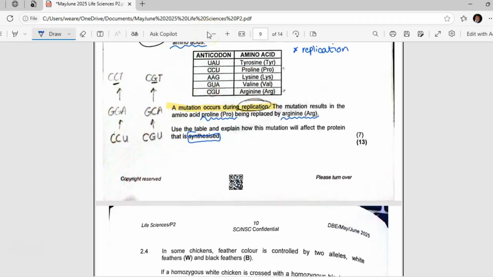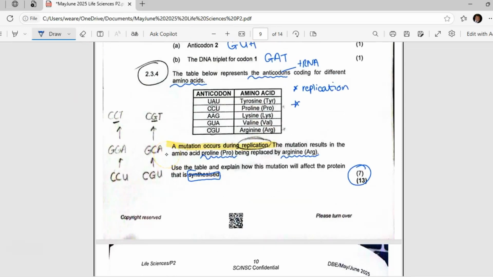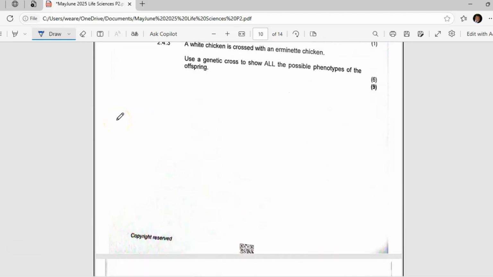Now what is fascinating about this is that we're not normally used to having this type of 7-mark question. But it's not a difficult question. Let me just analyze a little bit further. We know that proline is replaced with arginine, right? And they want us to end up at the protein part. Obviously there's no memo for this question yet, so I'm doing it based on my understanding, and I assume my understanding is correct. There's an empty space for us.